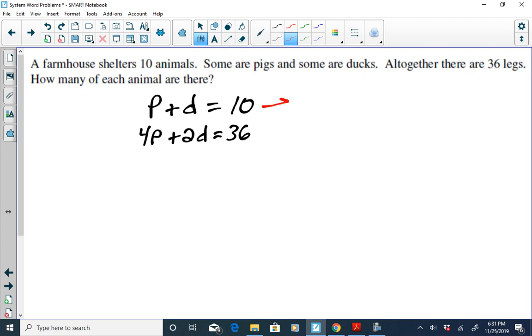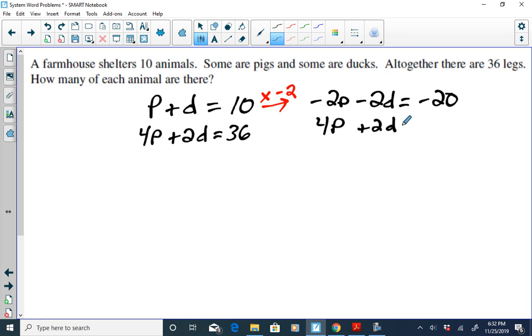Let's eliminate the d's. So I'm going to multiply this first equation by negative 2 to eliminate the d's with addition. Right, so that's going to give me negative 2p minus 2d equal to negative 20. And then I recopy the second equation, 4p plus 2d equal to 36. Alright, let's eliminate with addition. We have 2p. They eliminate. That's going to be equal to, what's that, 16.